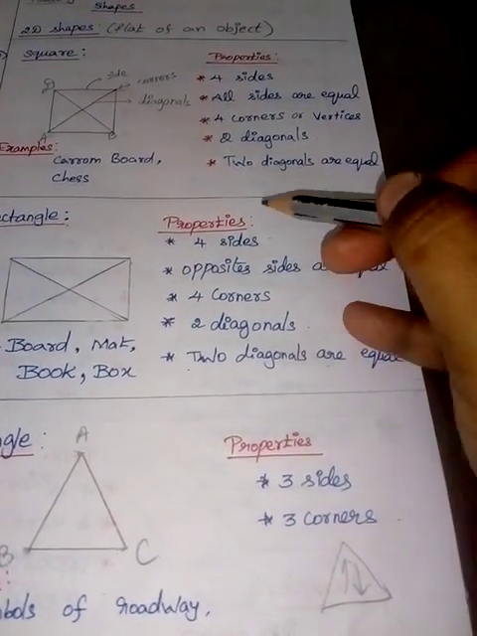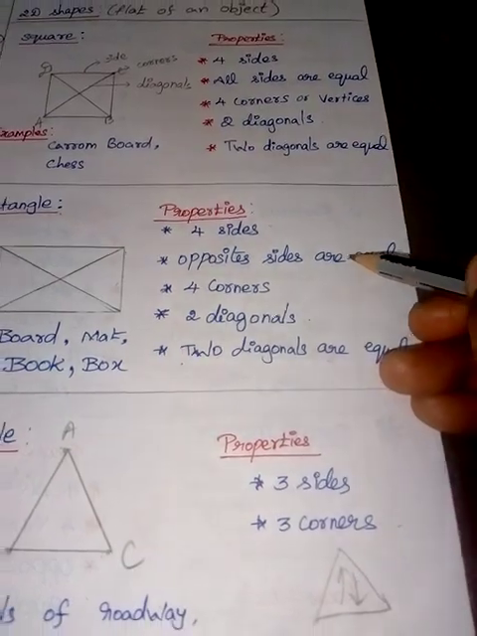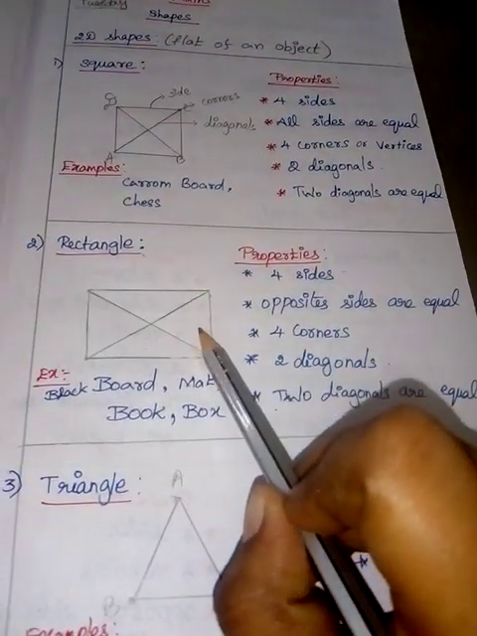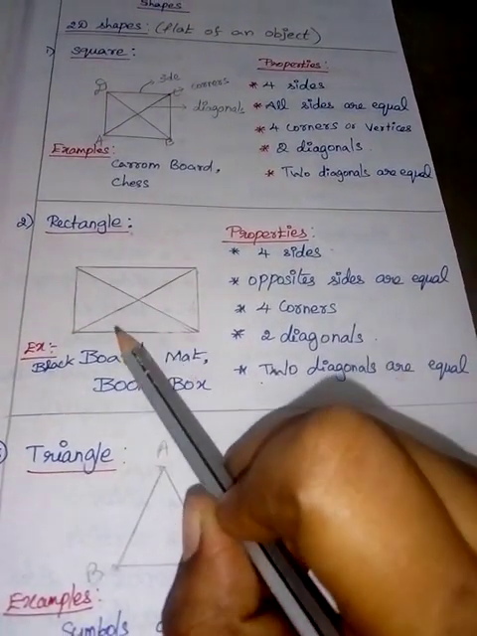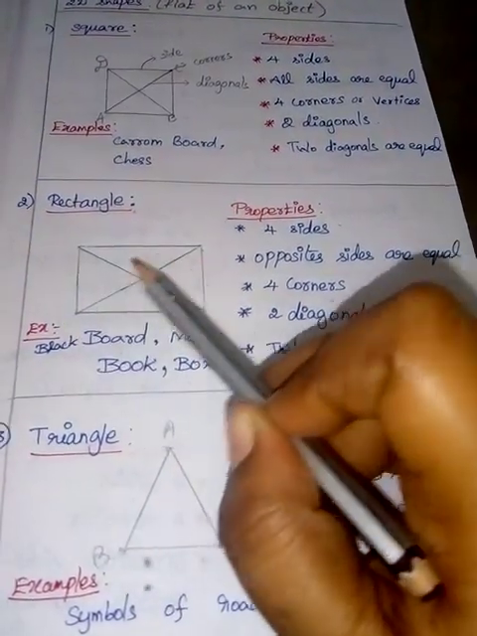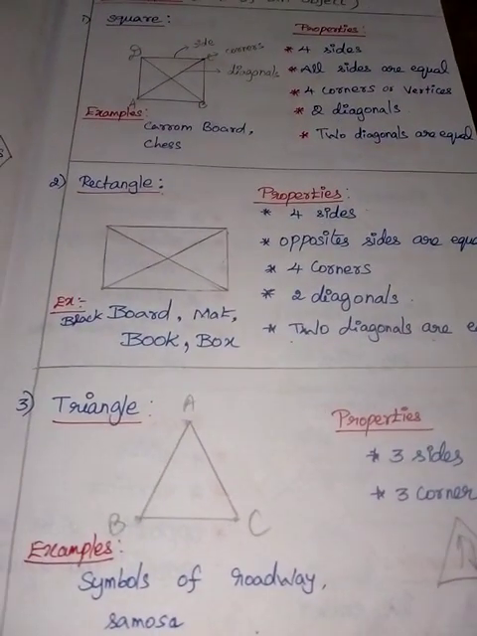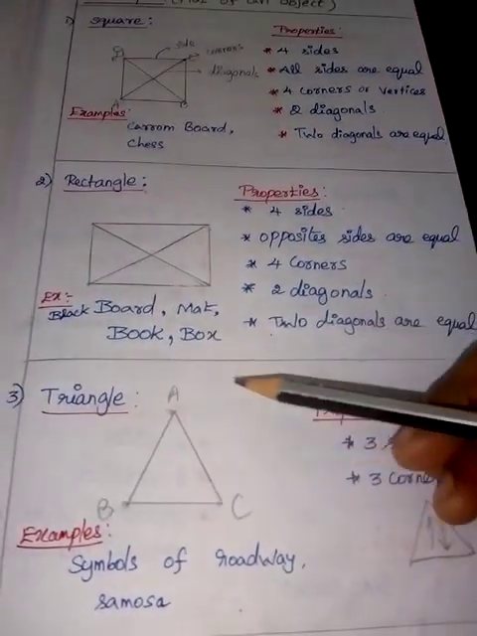Now you see the rectangle. A rectangle has four sides. Opposite sides are equal. What is an opposite side? This side and this side are called opposite sides. Opposite sides are equal. Four corners, two diagonals. Two diagonals are equal. Examples for rectangle: blackboard, mat, book, box.